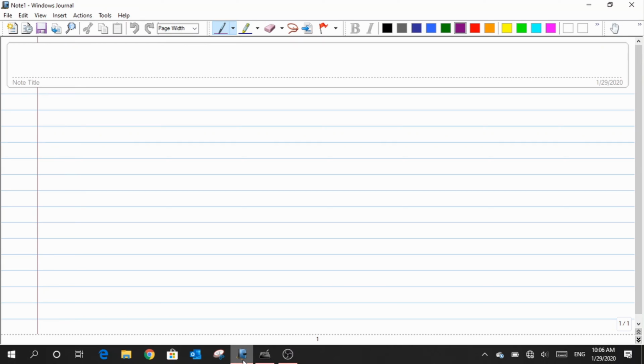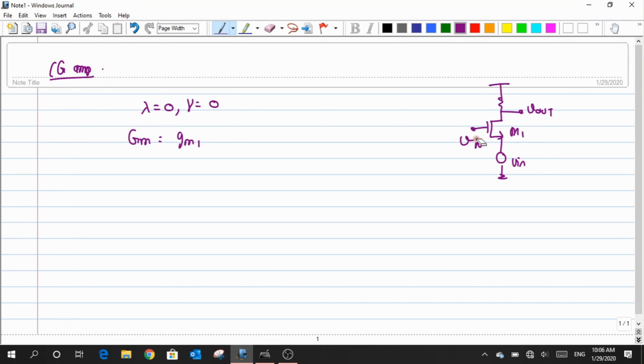So in the last class we have been looking at this common gate amplifier. So I'll just write down only the final results of these things. When we had lambda equal to 0 and gamma equal to 0, we had a GM value which is equal to GM1. Or if you want, I will just draw the structure. In this case, if I have this lambda factor equal to 0 and gamma factor equal to 0, obviously the GM that I would get out of the circuit is just GM1 itself, and obviously the R out would then be equal to RD.